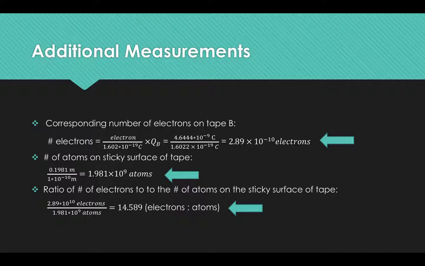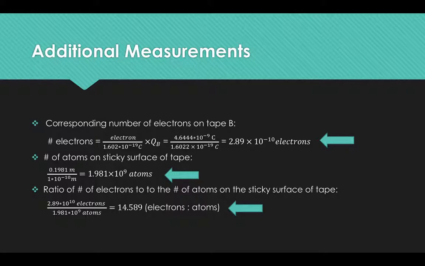Following a similar process, but using number of atoms, I got 0.1981 meters, the distance, or the actual length of my tape, and divided by 1 times 10 to the negative 10 meters, which is the approximate size of an atom. Dividing this, I got 1.981 times 10 to the 9 atoms on my piece of tape.